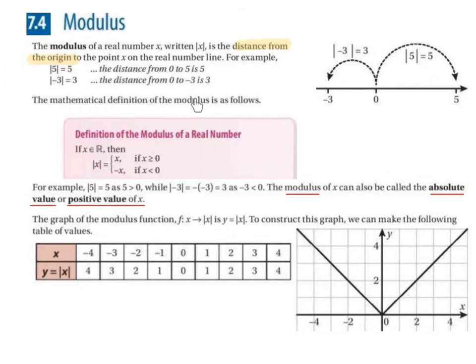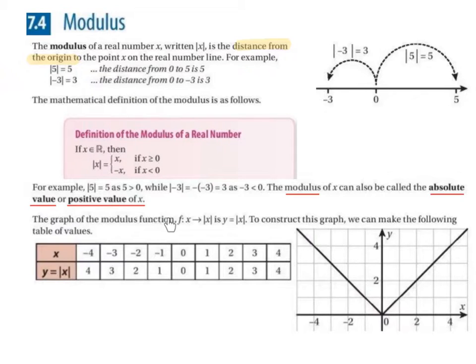The mathematical definition of the modulus is as follows. Definition of the modulus of a real number. If x is an element of R, then the modulus of x is x if x is greater or equal to 0, or minus x if x is less than 0. For example, the modulus of 5 is equal to 5 as 5 is greater than 0, while the modulus of minus 3 is equal to minus minus 3, which gives us 3 because a minus by minus is a plus, as minus 3 is less than 0. The modulus of x can also be called the absolute value or the positive value of x.